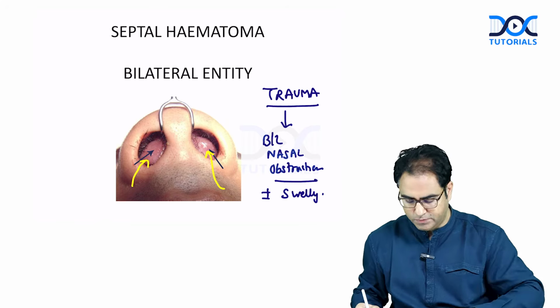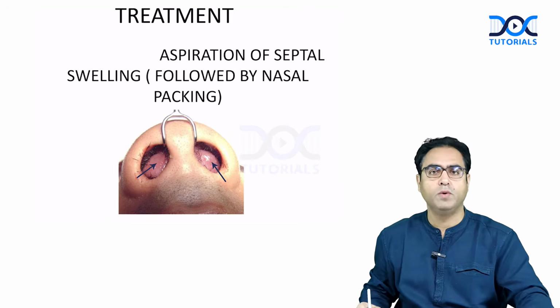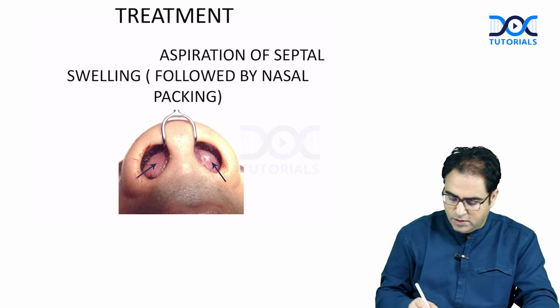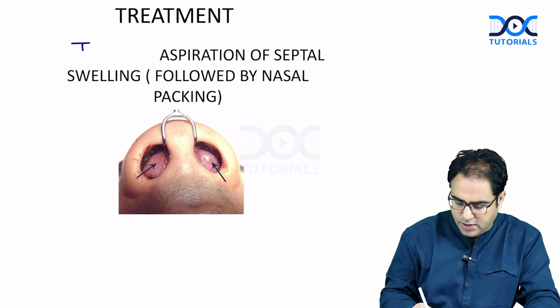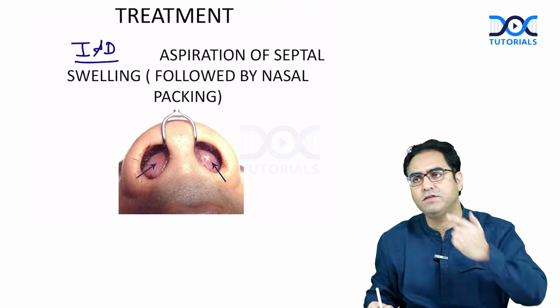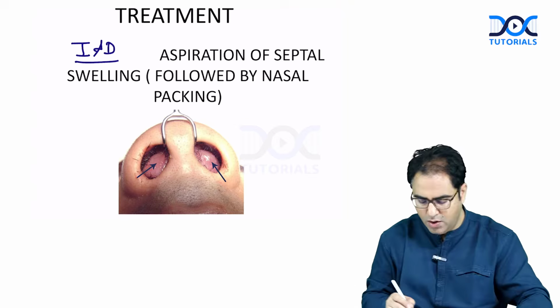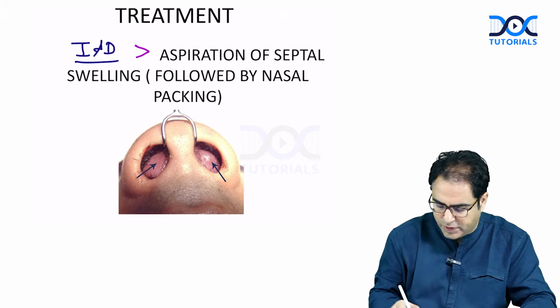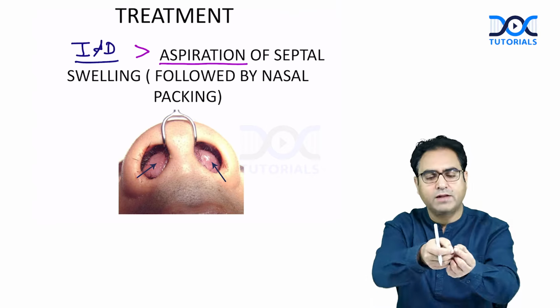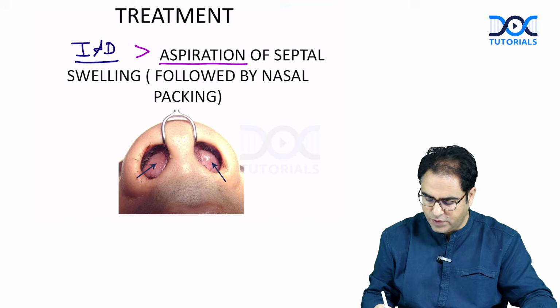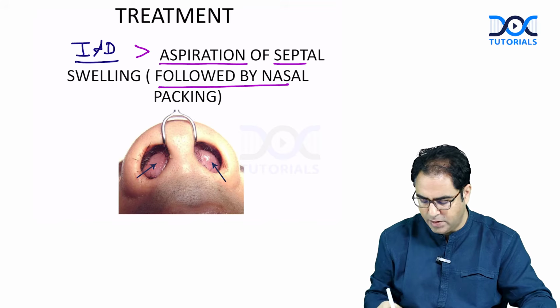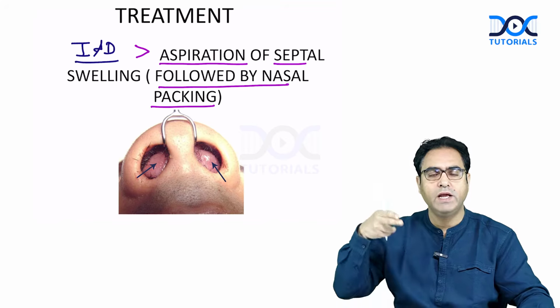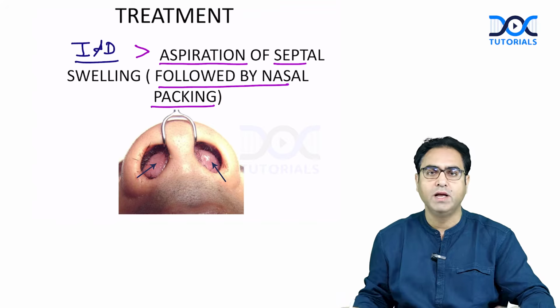Now, what is the treatment of septal hematoma? Don't waste time. Treatment will be take the patient to the operation theatre and do I&D. What is I&D? Incision and drainage. Give a septal incision, drain the hematoma, or you can go for aspiration. Put a needle and suck the hematoma out, and after that you put a tight pressure pack, anterior nasal packing on both sides like this.